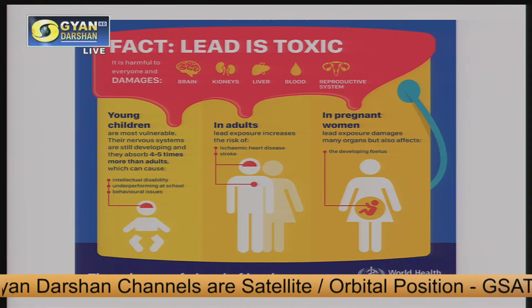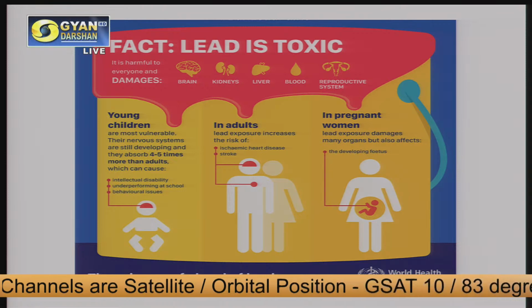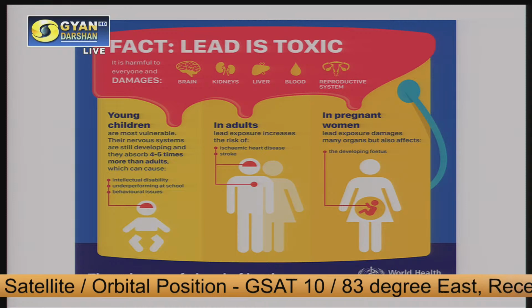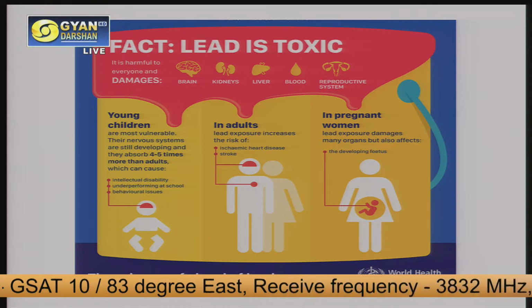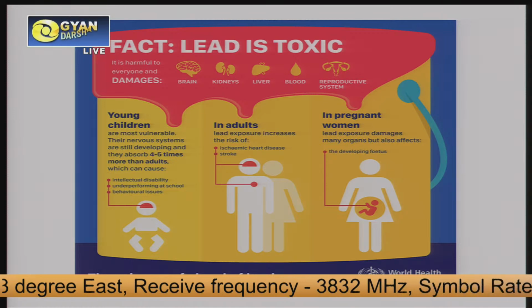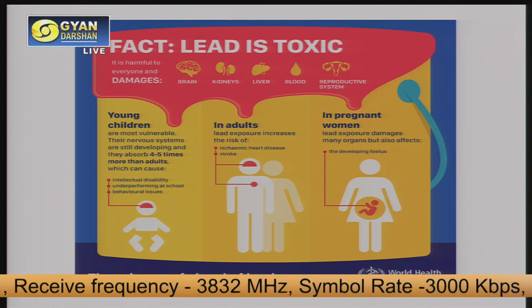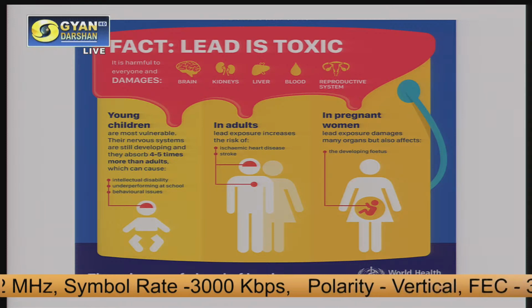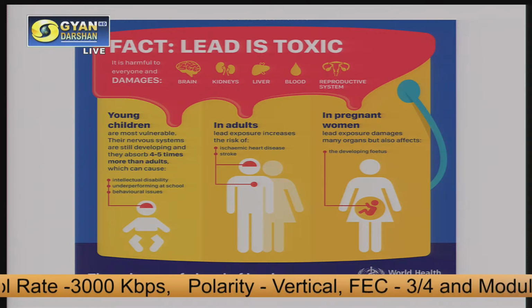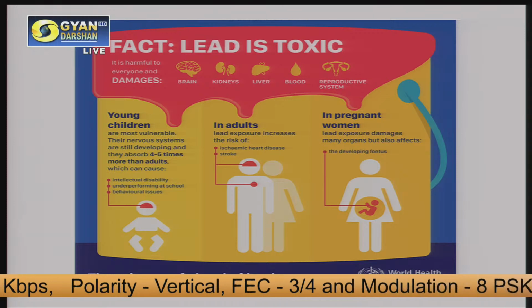In adults, some of the major effects are seen in the cardiovascular system. It can increase the risk of hypertension. It can increase the risk of ischemic heart disease leading to MIs and also stroke. In pregnant women, it is very important because lead can cross the placental barrier and lead to developmental delays in the child.